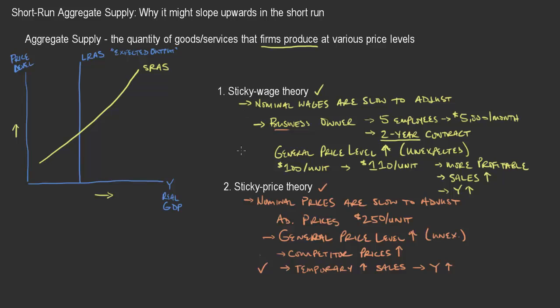And so generally when we're talking about the aggregate supply and aggregate demand model, we will mostly be talking about the sticky wage theory. But I wanted to walk through both so that when you come into contact with them, you can explain it and think through why either of them might show an upward slope, a positive relationship between price level and real GDP for aggregate supply in the short run.